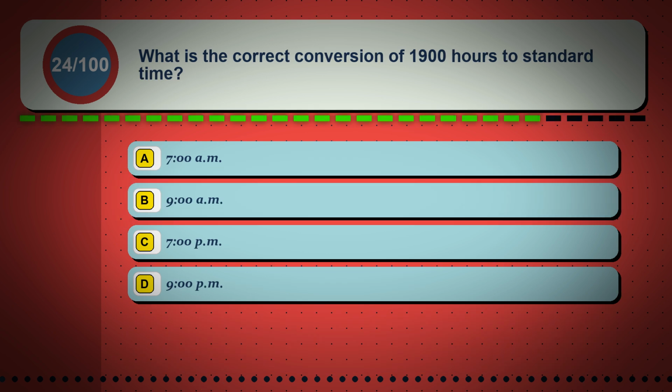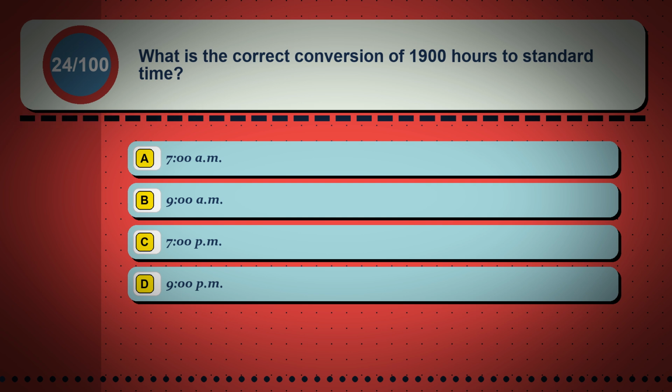Question 24. What is the correct conversion of 1900 hours to standard time? Option A. 7 a.m. Option B. 9 a.m. Option C. 7 p.m. Option D. 9 p.m.